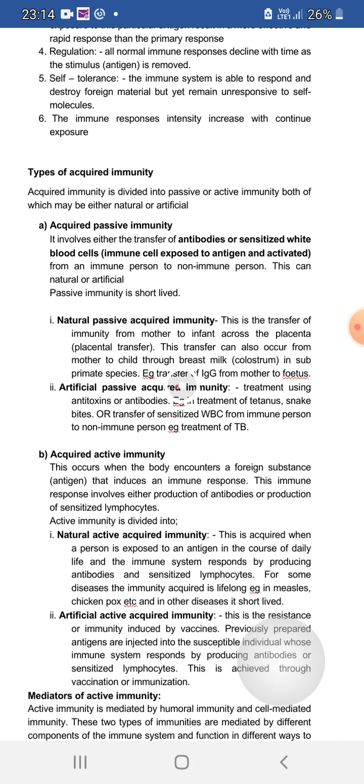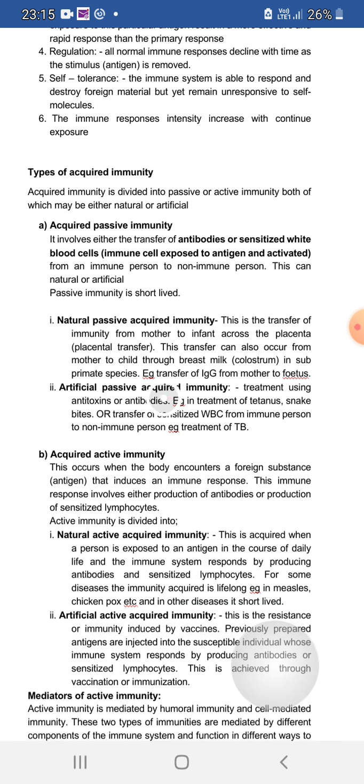Artificial passive acquired immunity can be through vaccination or treatment. There are some conditions that are treated with antibodies, like tetanus or snake bite. So you get antibodies against the toxin of tetanus or snake. That way you have transferred immunity from one individual to another by artificial means.